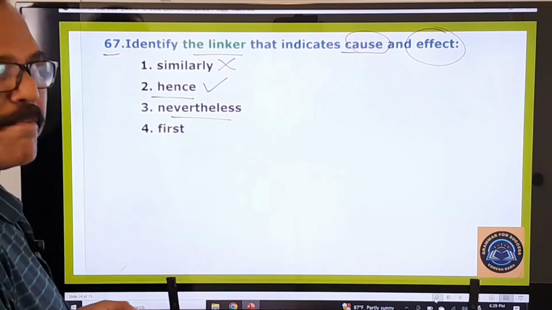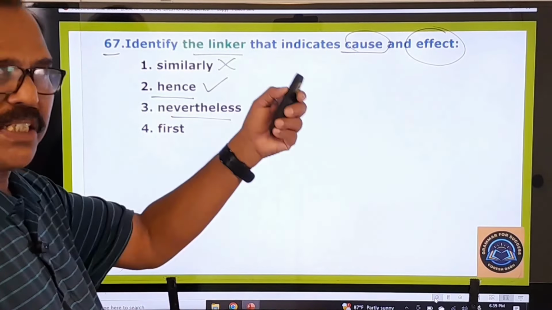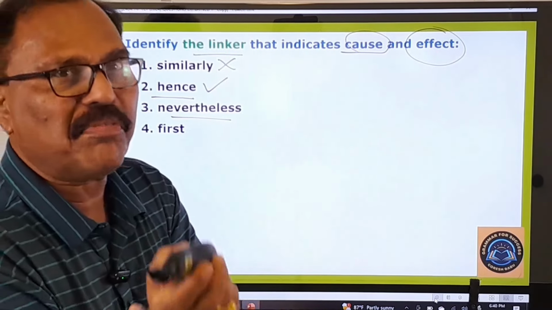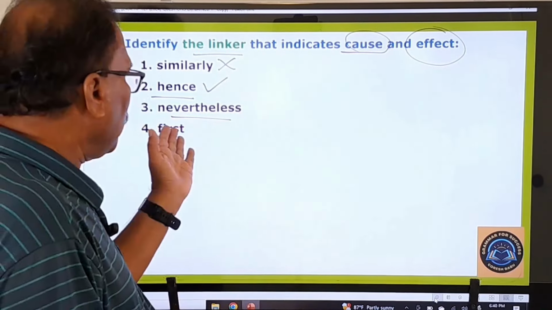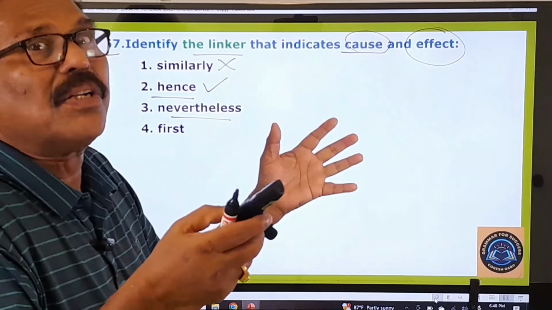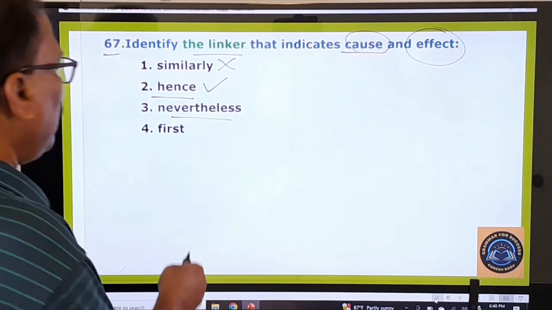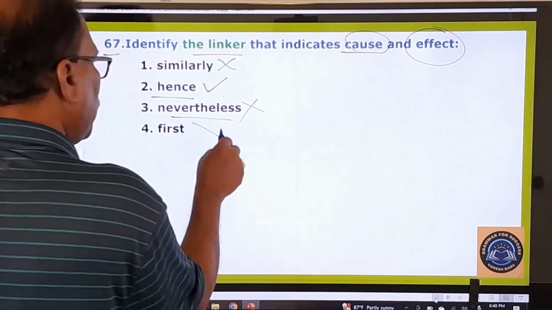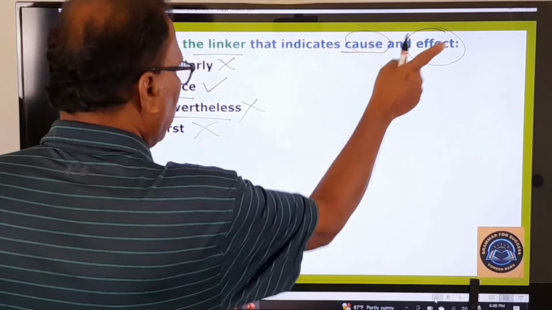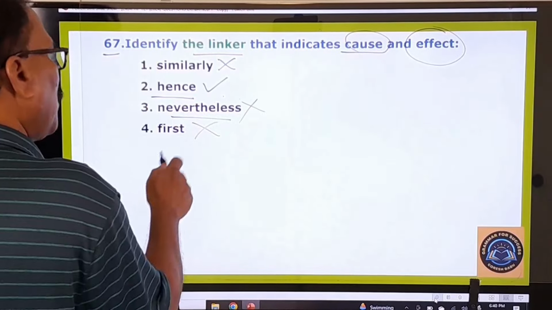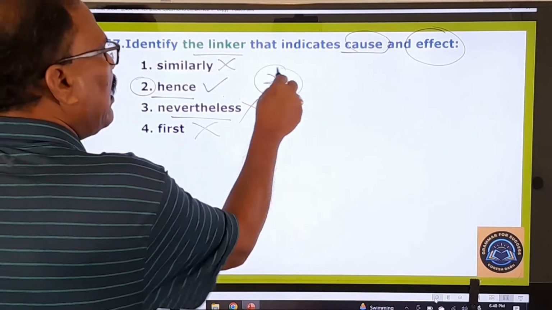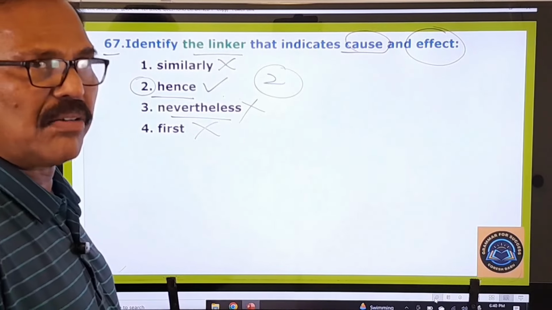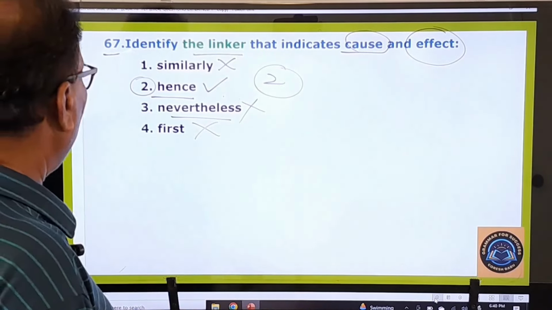Nevertheless means 'ainappatiki'. The car capsized. Yesterday I gave you one example in that video. The car capsized. However, no one was hurt. Here you can also say the car capsized. Nevertheless, nobody was hurt. Nevertheless means 'ainappatiki'. So this is also not the correct one, as it doesn't indicate cause or effect. Out of these four options, only the second one indicates cause or effect, and all other options are not the right one. Now you go to the next question.